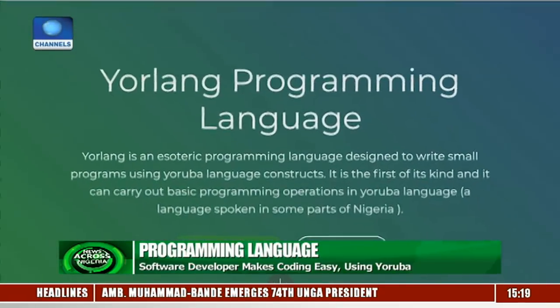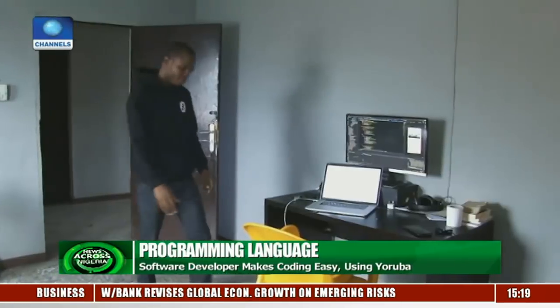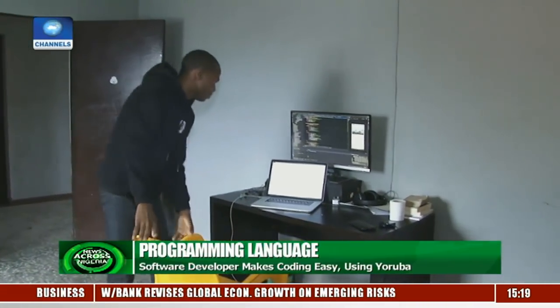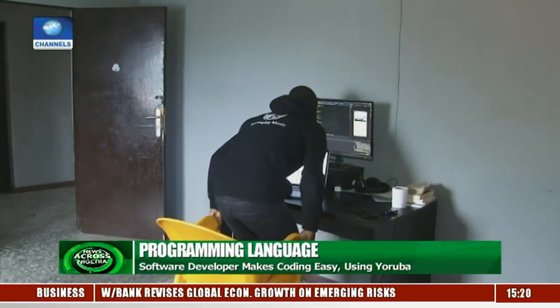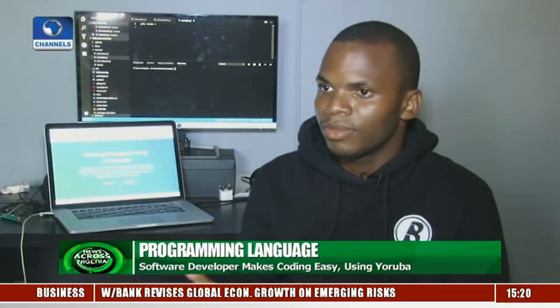Now, with Yolang, a programming language designed to write small programs using Yoruba, Oluwapo Karonwi makes learning to code easy for indigenes of southwestern Nigeria. For every programming language, whenever you're starting out, you do need some sort of guidance.